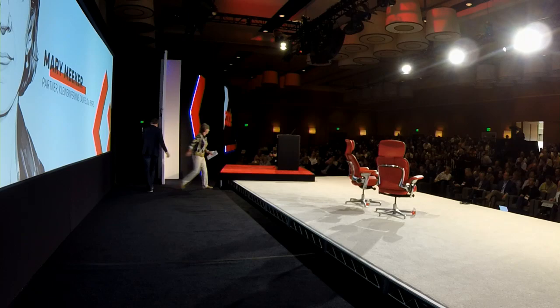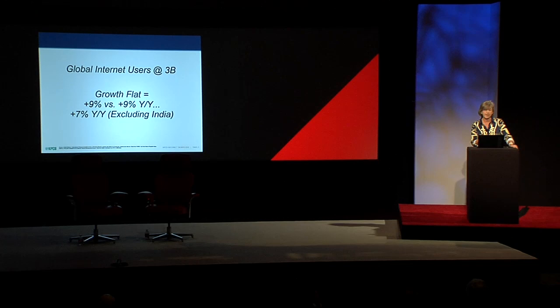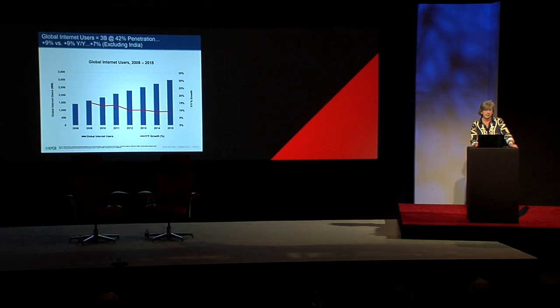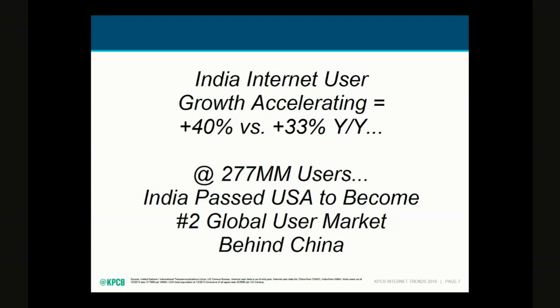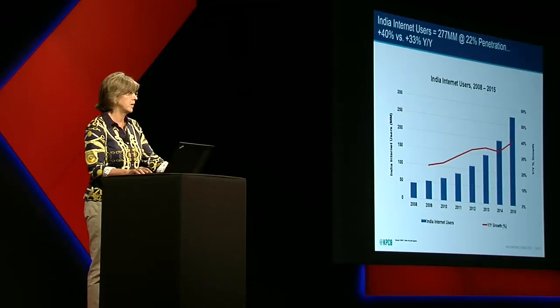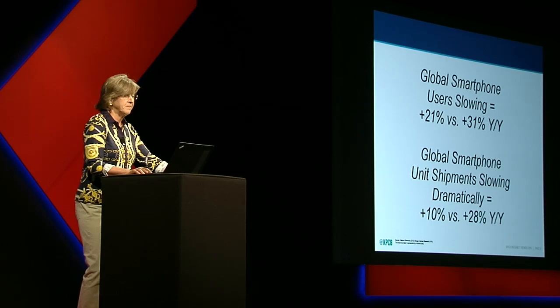Global internet trends. Global internet users at 3 billion. Growth is flat, up 9% year on year. It's actually decelerating if you exclude India. That's what a declining growth looks like. India internet user growth is actually accelerating, up 40% year on year versus 33% last year. In the fourth quarter of last year, India surpassed the United States to become the number two market for internet users in the world behind China. That's what accelerating growth looks like.